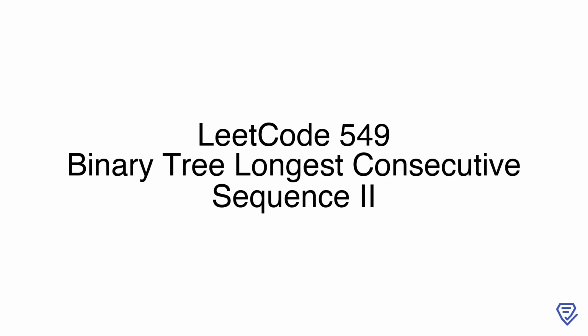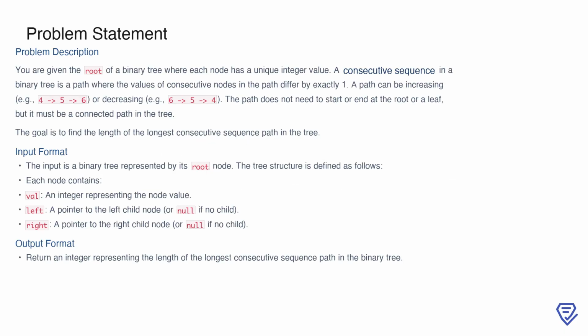Let's get started. In this problem, we are working with a binary tree where each node contains a unique integer value. The task is to find the longest consecutive sequence path within the tree. A consecutive sequence is defined as a path where the values of adjacent nodes differ by exactly 1. This sequence can either increase, like going from 4 to 5 to 6, or decrease, such as moving from 6 to 5 to 4. The path doesn't need to start at the root or end at a leaf, but it must be a connected path within the tree.